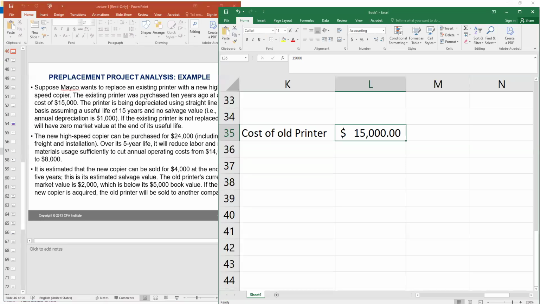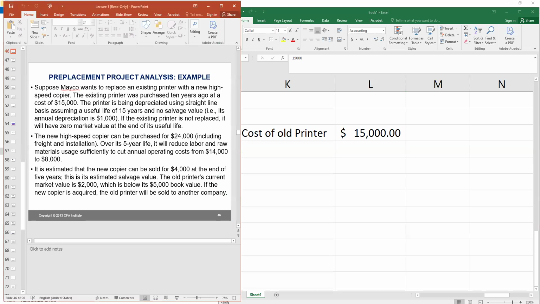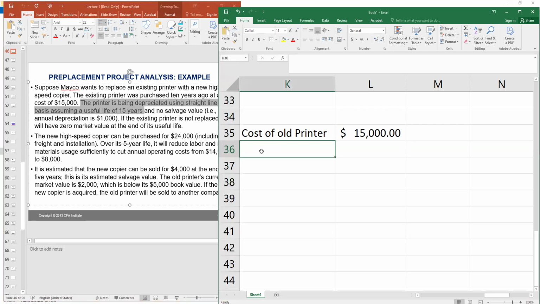Then the existing printer was purchased 10 years ago at a cost of, okay, the printer is being depreciated using the straight line basis, assuming the useful life of 15 years. So the project is going to last for 15 years, but 10 years already passed. Okay. Life of old project is 15 years. Okay, but 10 years passed, yeah? That's what we know. Remaining life is 5 years.